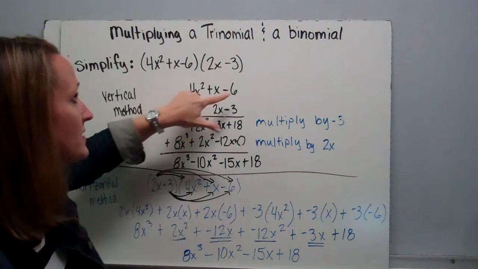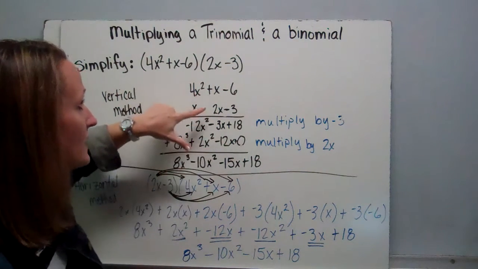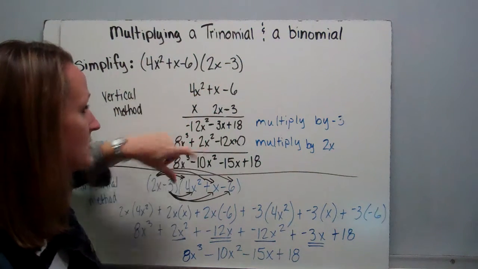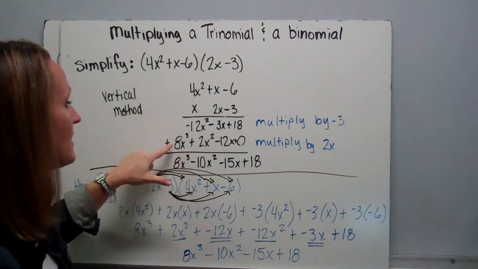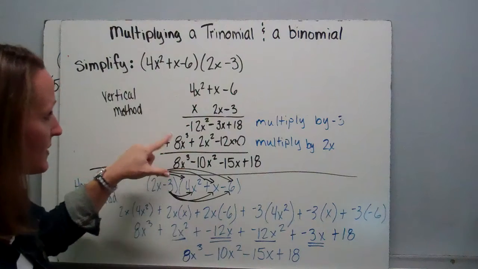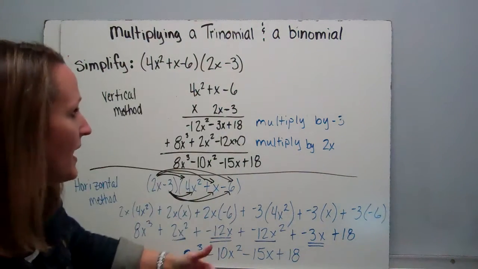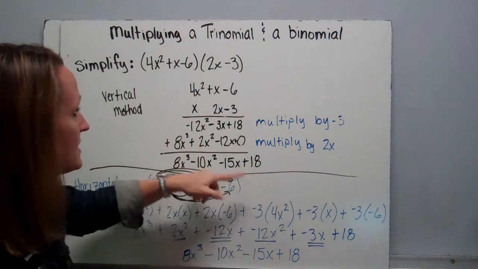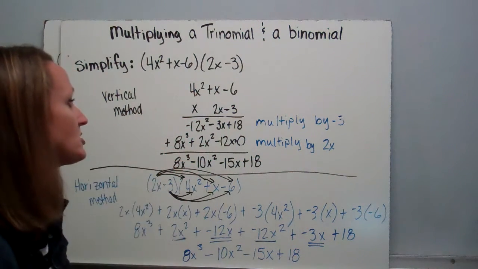Now I'm going to multiply everything by 2x. So 2x times negative 6 gives me negative 12x. 2x times x gives me 2x squared. 2x times 4x squared gives me 8x to the third. And I'm going to write my plus sign, just like you've always done. Now, combine everything. So I get plus 18, negative 15x, negative 10x squared, and 8x cubed.